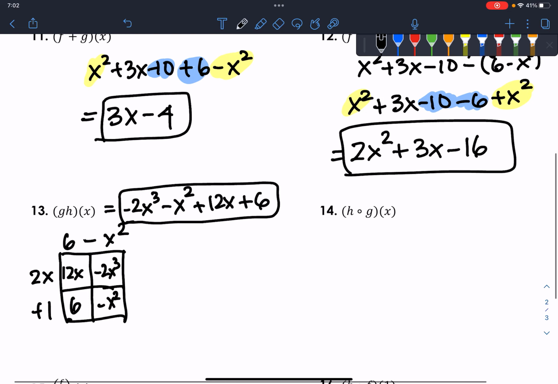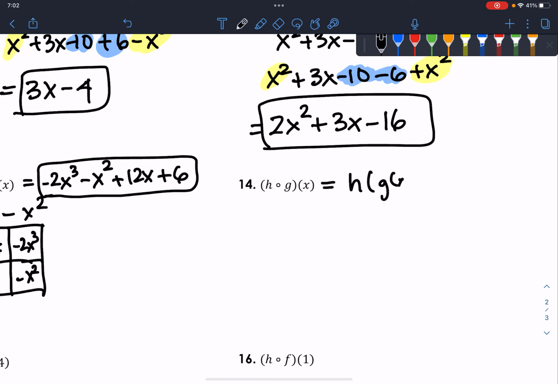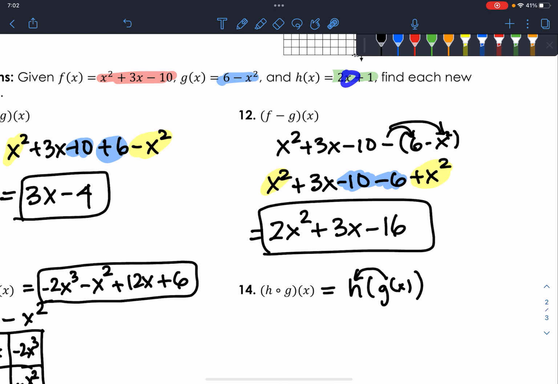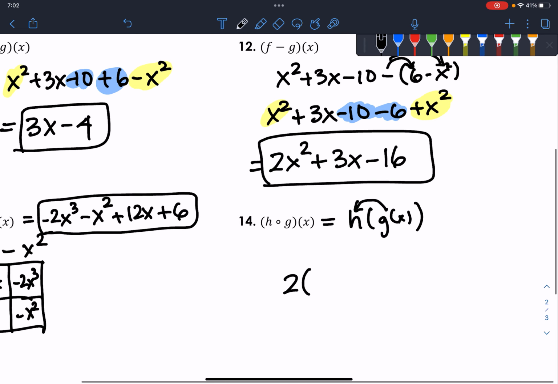Now number 14, this is a composition. Here, h of g of x means that we're composing h of g of x, which means that g is going to go into the h. So we're going to start by writing an h and replacing, again, this x with g. So this is going to go into that x right there. So that's going to be 2 times the x, again, is replaced with 6 minus x squared, and then plus 1.